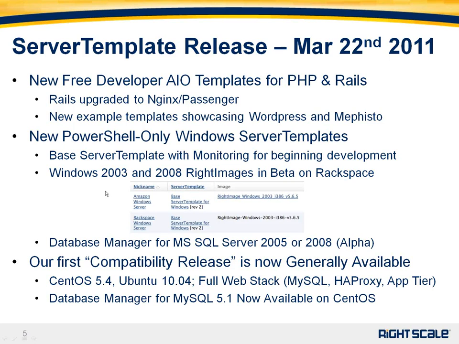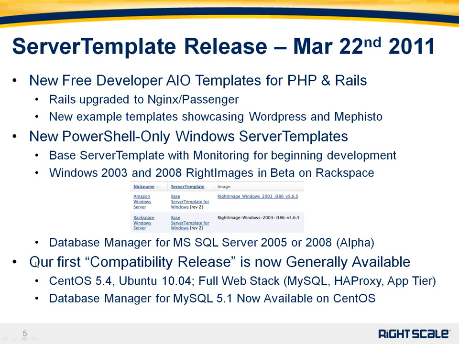Many of our paying customers even use them. We've upgraded Rails to Nginx Passenger. Many requests for these. So if you watch that template come out, we'll also tell you which versions are supported when that comes out. We try to make it done in an easy way where you can upgrade and choose different versions of the software if you do run different versions of the software. We've also released, or will release, new example templates showcasing both WordPress on that all-in-one template and Mephisto on the all-in-one Rails template. So you can get a sense of how to pull in code and set it up.